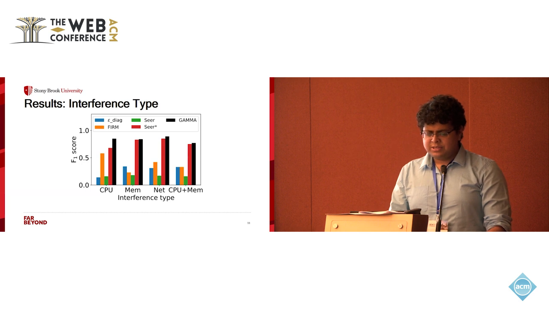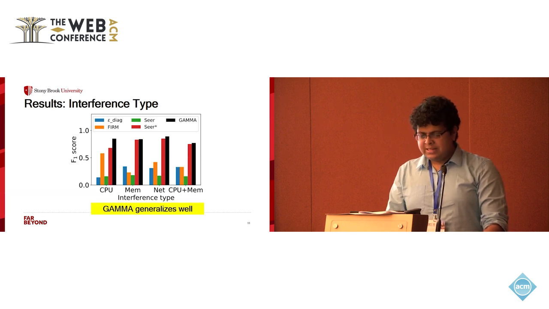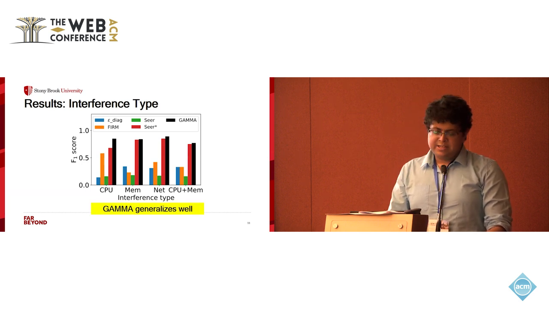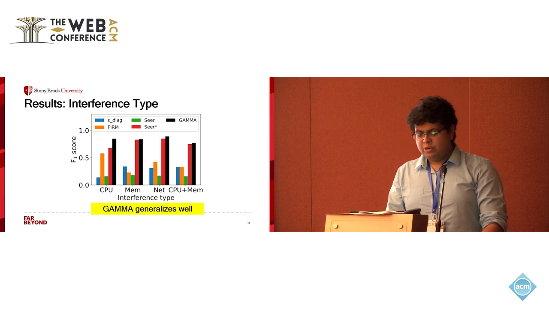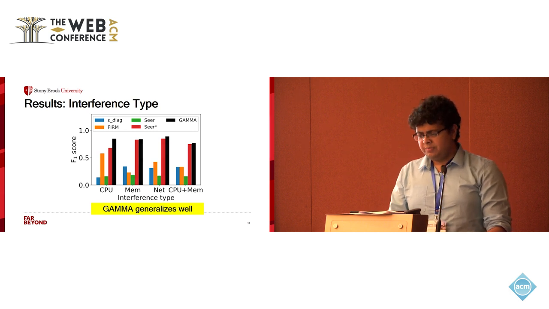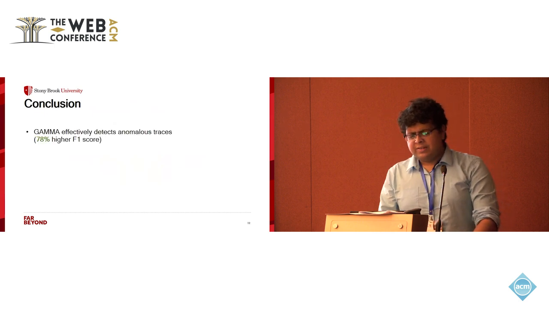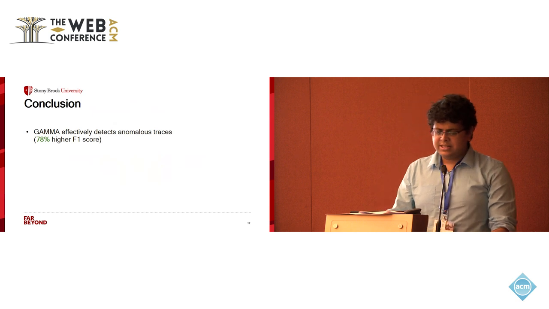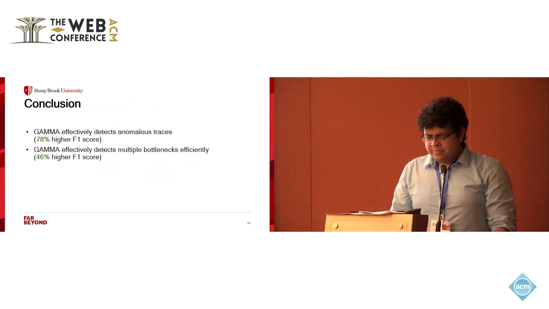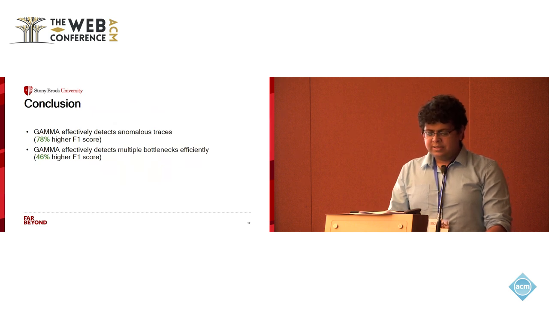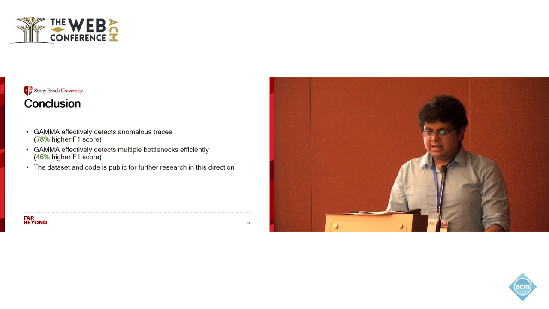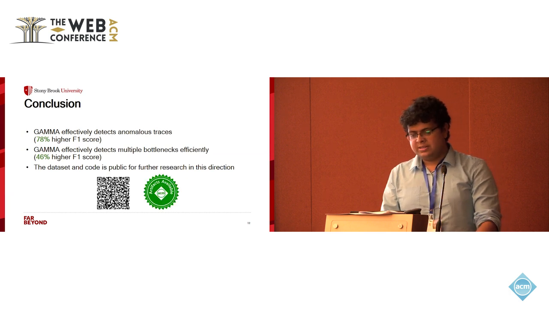By contrast, Gamma shows consistently good performance, whether it is trained on each interference type separately, or more efficiently trained once on all interference types. In conclusion, our work shows that Gamma effectively detects anomalous traces with 78% higher F1 score than the next nearest SOTA. Gamma effectively detects multiple bottlenecks with 46% higher score as compared to the next best SOTA. And the dataset and the code are public for further research in this direction.